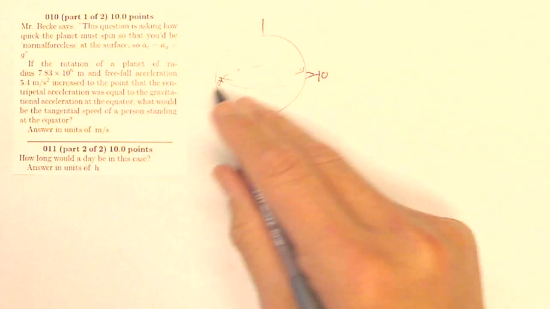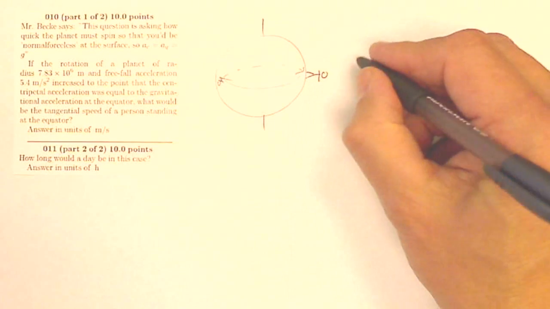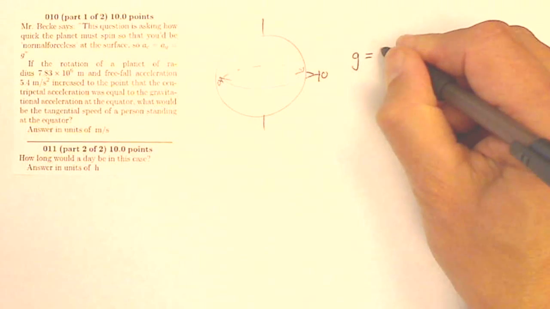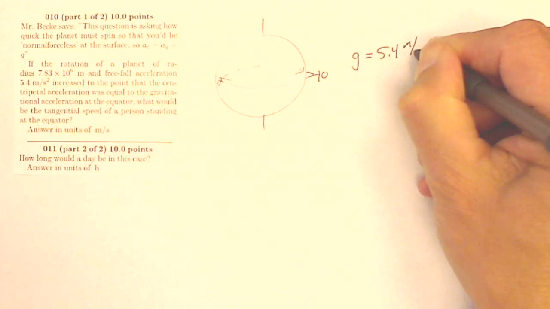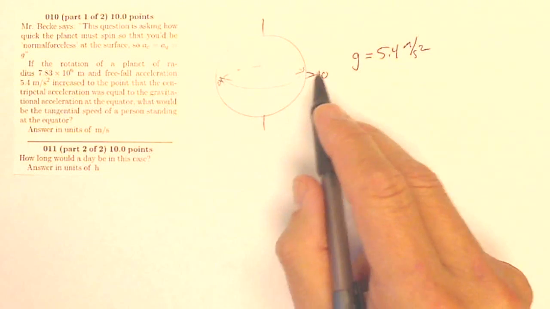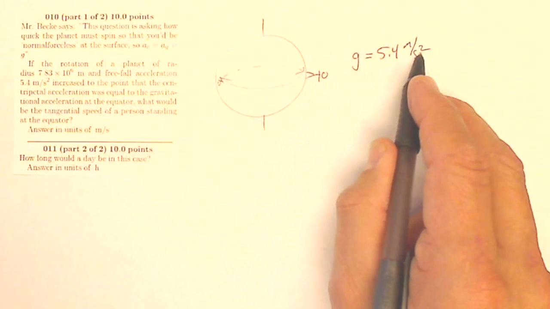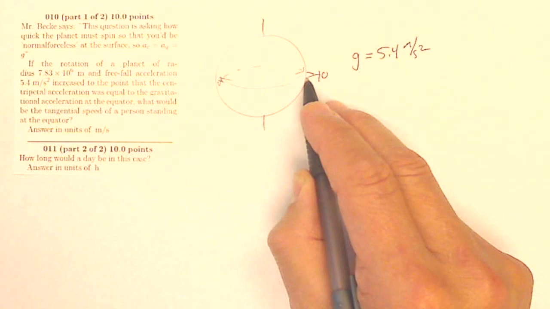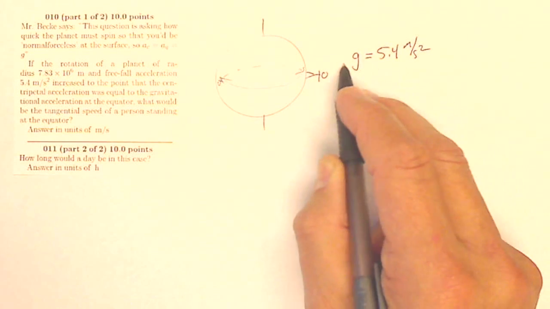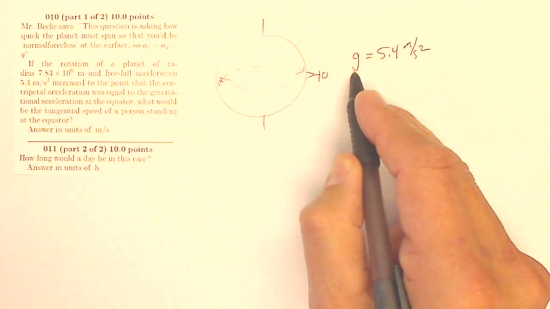So the person's spinning around, and normally if the person was standing still, the acceleration of gravity would be 5.4 meters per second squared. But I want to spin around such that that much acceleration is what I would need in order to just barely keep my feet on the ground. So that would be like my orbital acceleration. That would be my centripetal acceleration if I was just being pulled on by the gravity.